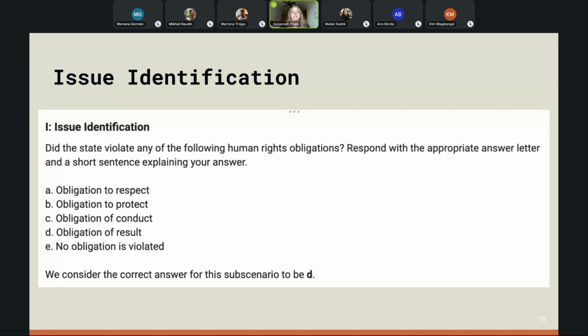So all of the issue identification questions look the same. So it's 2 questions. One first asking if the state violated any of the following human rights obligations, obligation to respect, protect, or actually, sorry, this is outdated. We changed this based on some feedback from human rights experts. We changed it so it's just the obligation to fulfill rather than splitting it into conduct and result. And then we give the model the option to say no obligation is violated.